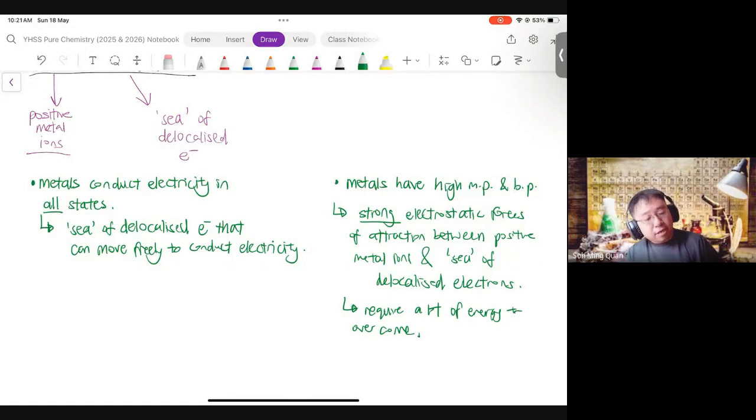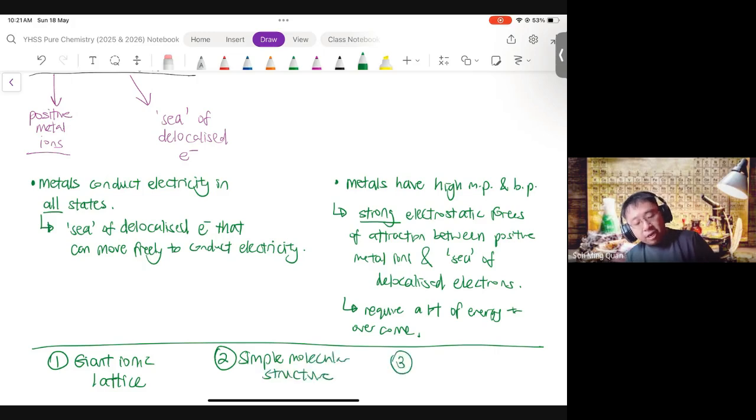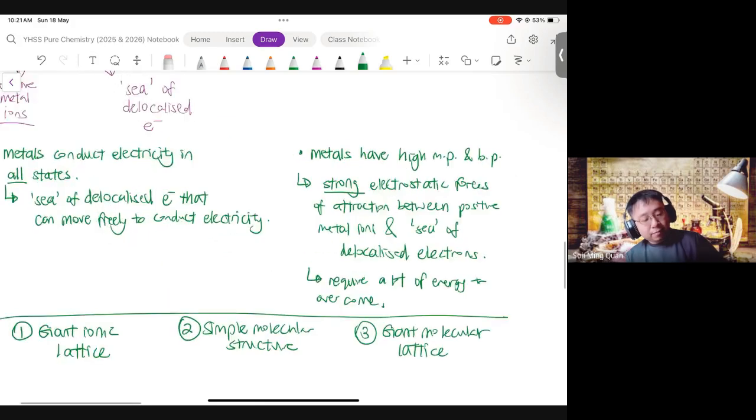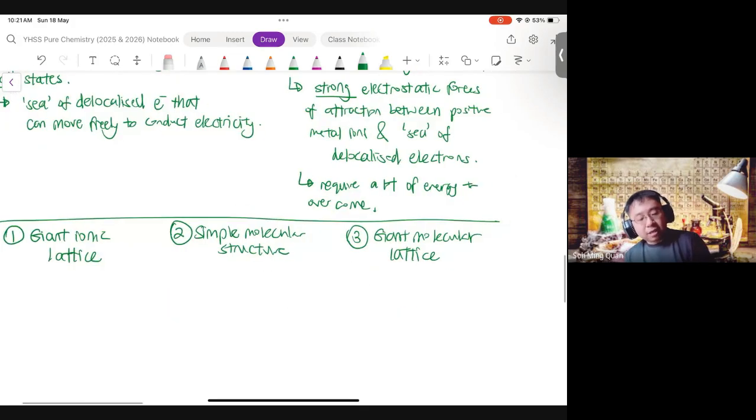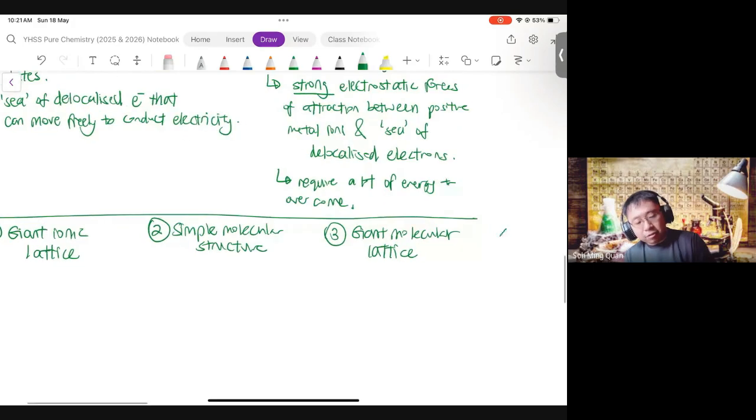Now, so we have learned a total of 4 structures. We have learned giant ionic lattice. That's number 1. Number 2, simple molecular structure. Number 3, giant molecular lattice. And lastly, okay, I'm running out of space here. The last one is giant metallic lattice. Okay, I can't zoom out. I'm sorry. So I got to scroll to the right and right.